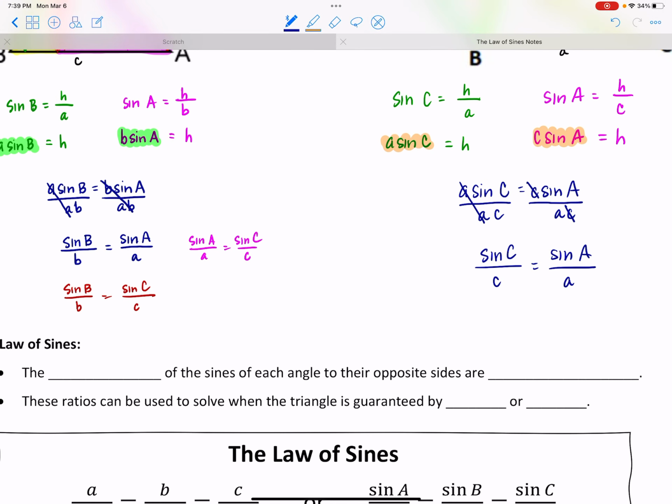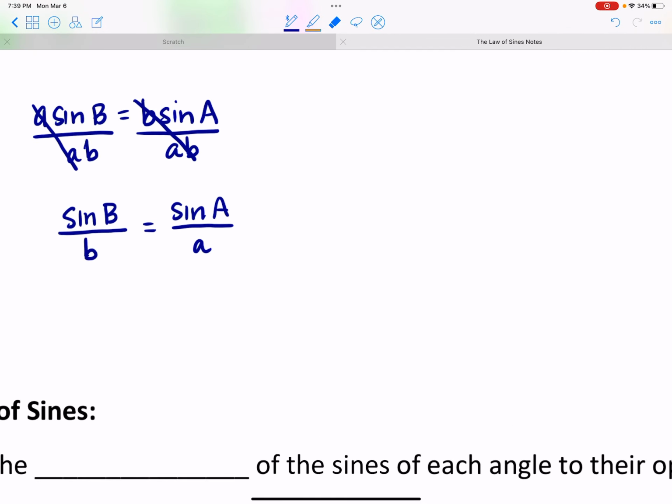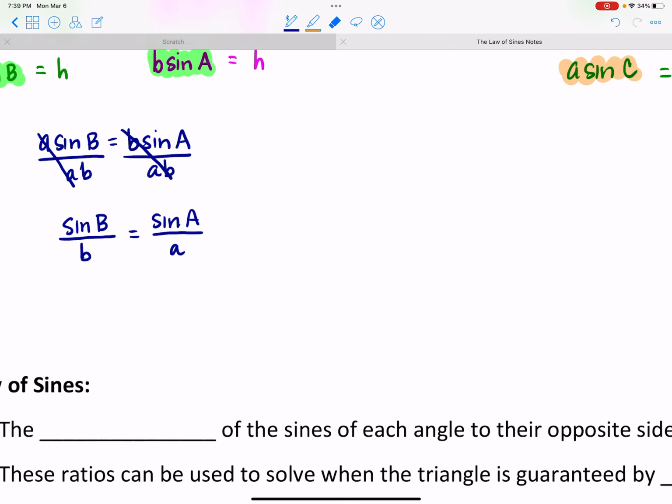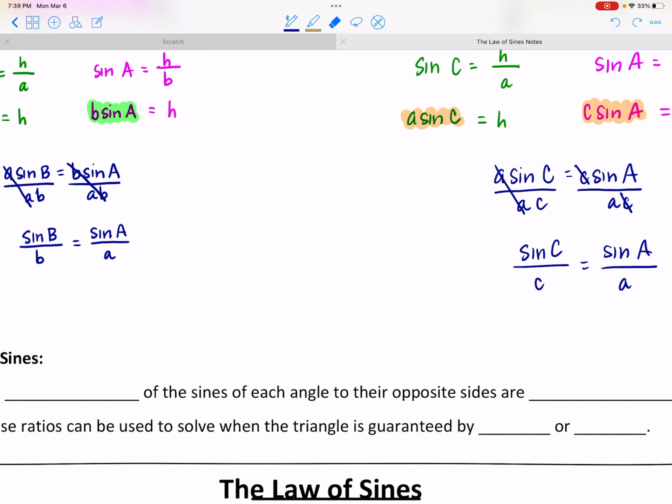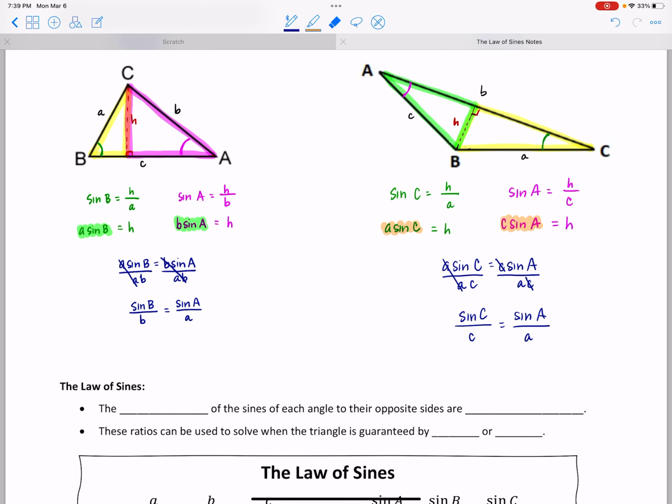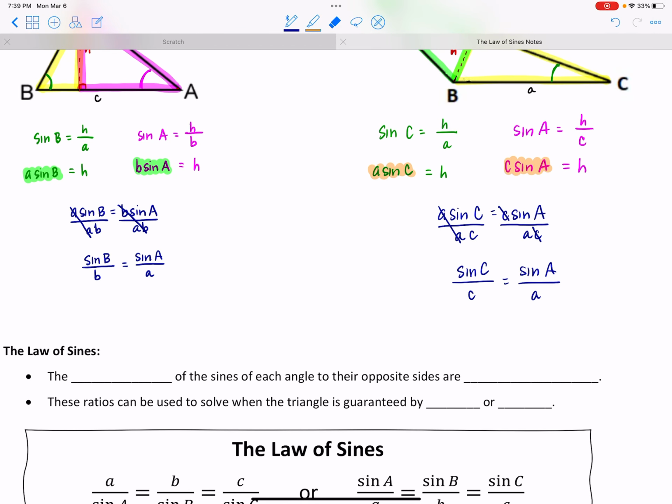So all of these ratios, again, are going to be equal. Here I have sine of A over A, sine of B over B. Here I have sine of A over A equal to sine of C over C. Again, all three of those are going to be equal. It just depends, when you're trying to derive this, which is the work we were doing here, on from which angle you draw your height. I could draw my height in from any angle as long as it's perpendicular to the base that's across from it.